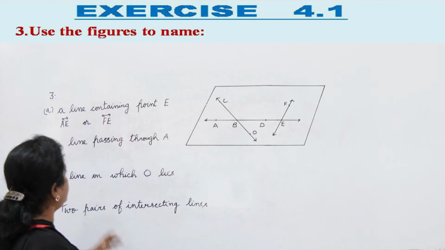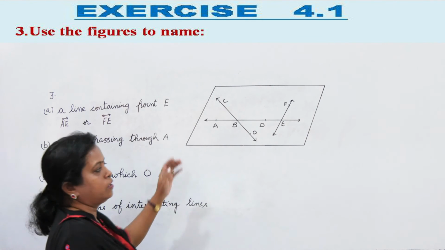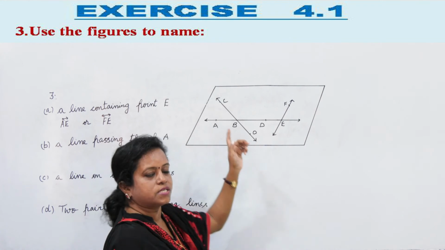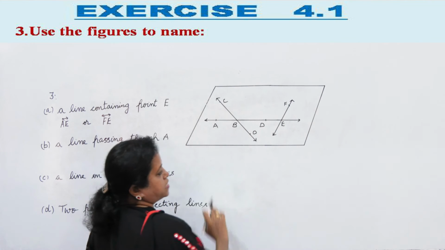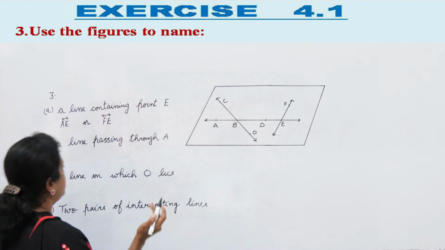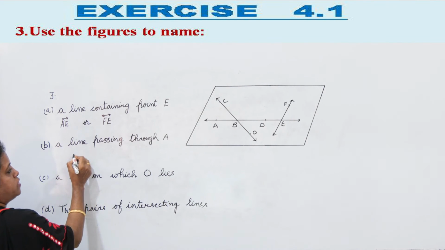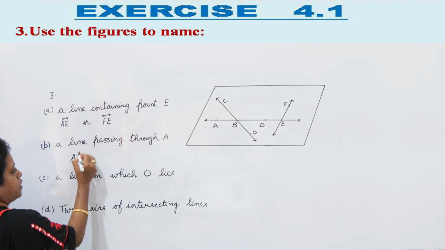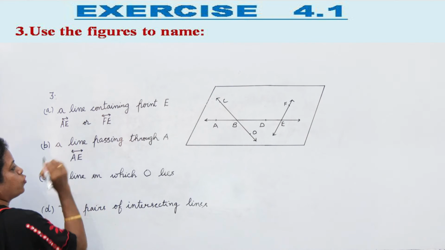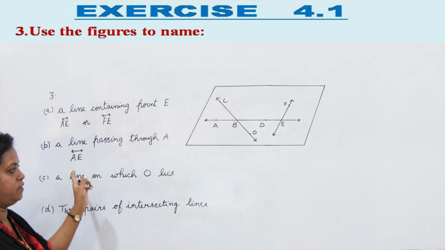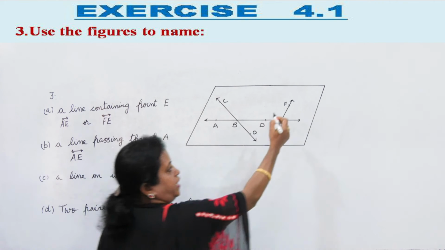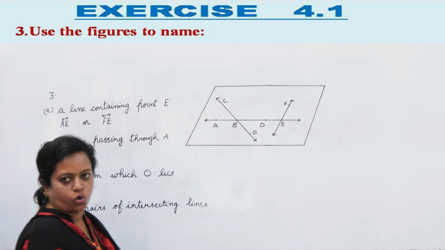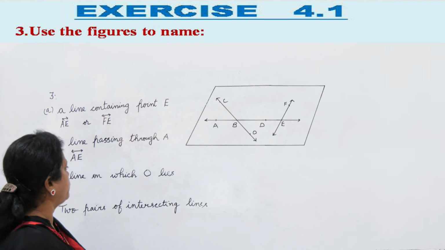The second part, B, is a line passing through A. So you can see the point A. So which is the line which passes through this point A? You can name this as AB, you can name it as AD or AE. Clear? So a line which contains point A or passes through A can be AE. And remember, when I am writing line, I am using the symbol for line. So line AE passes through the point A. Does the line FE pass through point A? No, it does not pass through point A.